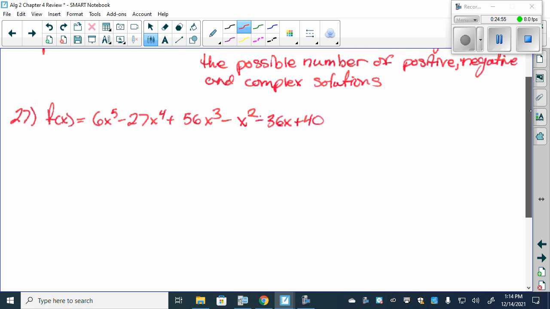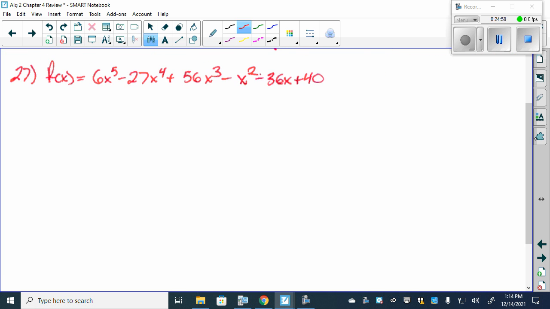So this here is Descartes' rule of signs. We want to find out the number of possible positive, negative, and complex solutions and their combinations. To find the number of possible positives, we take the function itself, f of x, and count the number of sign changes from one term to the next.